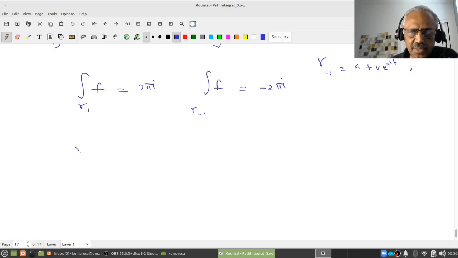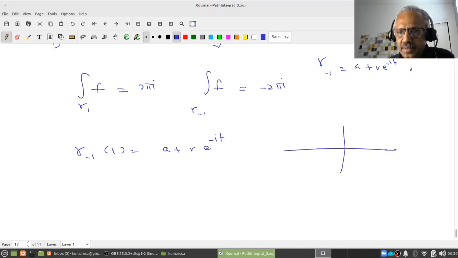Now let us look at what is gamma minus 1. Gamma minus 1 of t is a plus r e power minus i t. So what does that mean? At t equal to 0 I start here, at t equal to pi by 2 I come here, then I go here, right? You follow that? Therefore I claim gamma minus 1 is the same as gamma tilde.